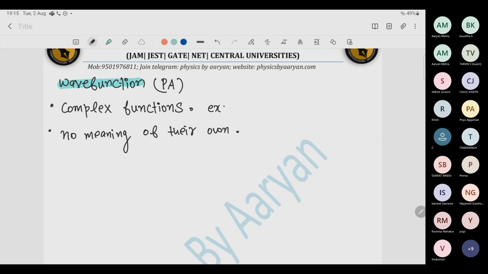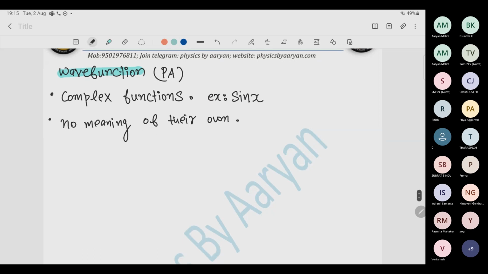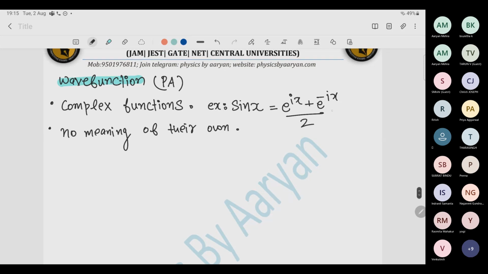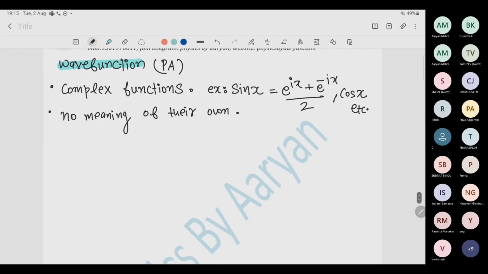For example, sin x. Now many students think that sin x is actually a real function, but let me remind you that sin x is actually a complex function. Why? Because you know you can represent it like this. Now you can easily see it is a complex function. Similarly, cos x, and so on. These kinds of functions can be wave functions. And if I give you sin x, there is no meaning of it on its own.